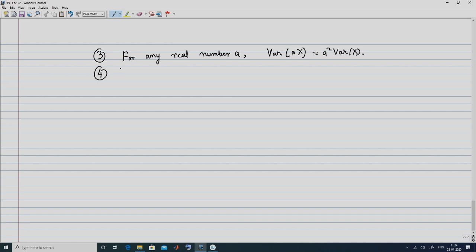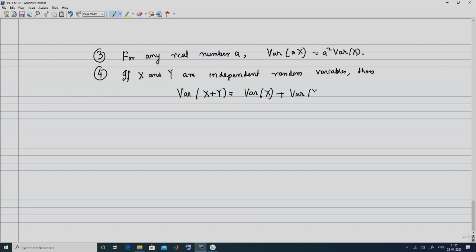The fourth property is about additivity. If x and y are independent random variables, and this is very crucial, these are independent random variables, then the variance of x plus y is going to be the variance of x plus the variance of y.